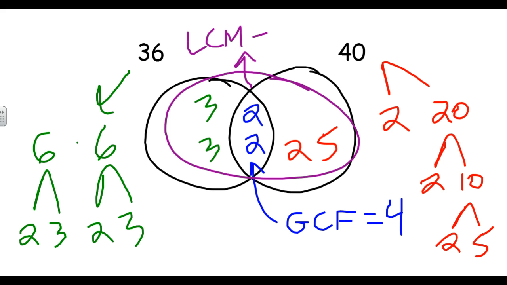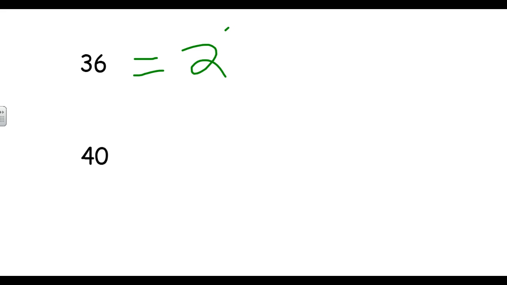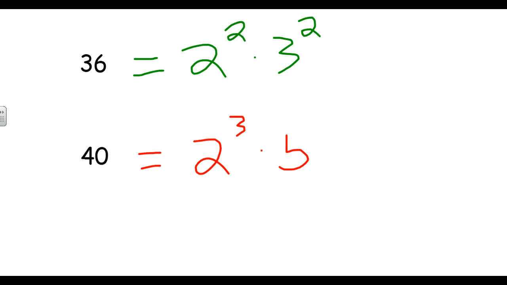Now, if you prefer using prime factorization rather than the Venn diagram to find the GCF and LCM, we're going to go over that quickly now. If you still prefer the Venn diagram, that's great. Just watch and remind yourself how this goes. But for the people who use prime factorizations, for 36, our prime factorization is 2 squared times 3 squared, because it's 2 2's and 2 3's. For 40, it's 2 cubed times 5.